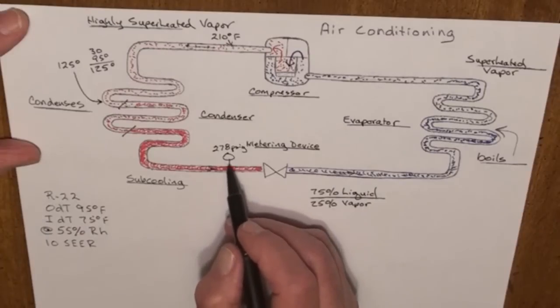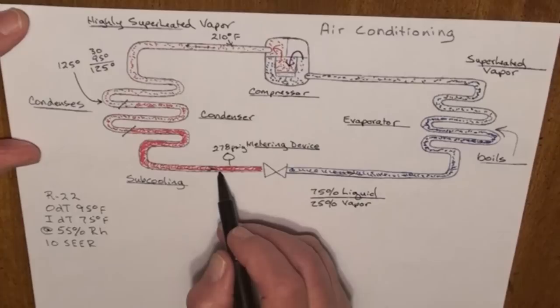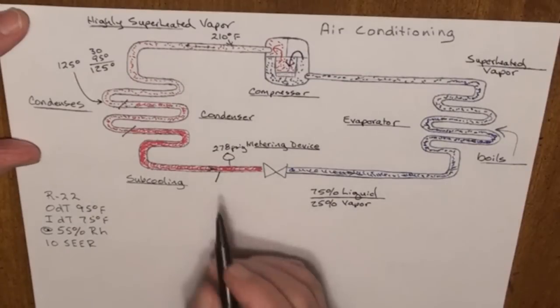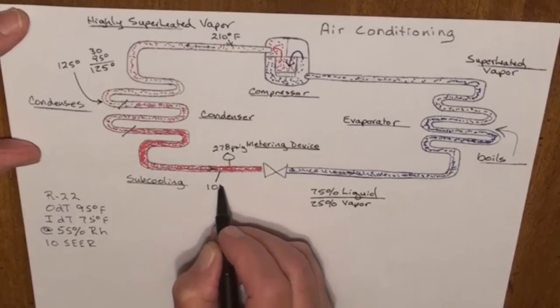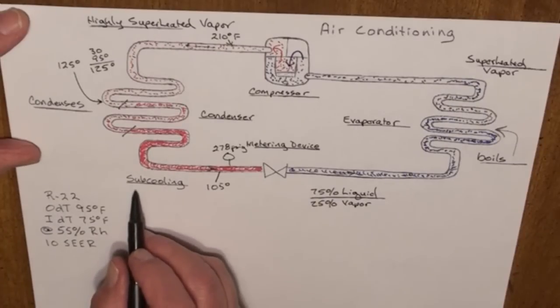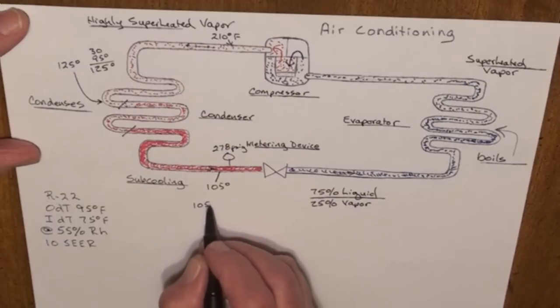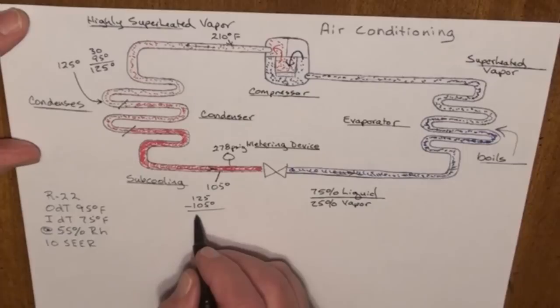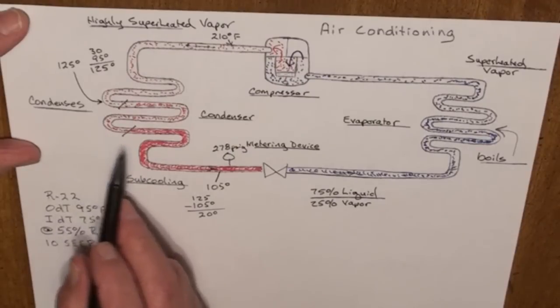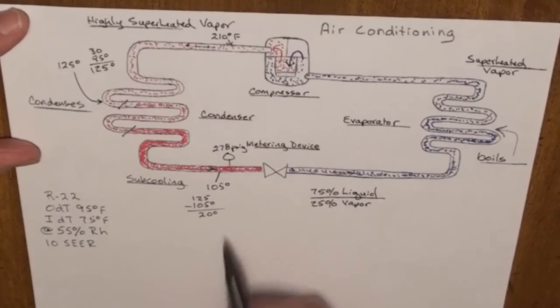Now, if I was to have my gauges attached, and I put a thermometer lead here at the exit of the condenser, and I took a measured temperature of 105 degrees, I could say that I have 20 degrees of subcooling. 105 subtracted from 125 gives me 20 degrees of subcooling. This is an indication of just how much refrigerant is in the system. 20 degrees of subcooling is a normal amount of subcooling for this type of system.